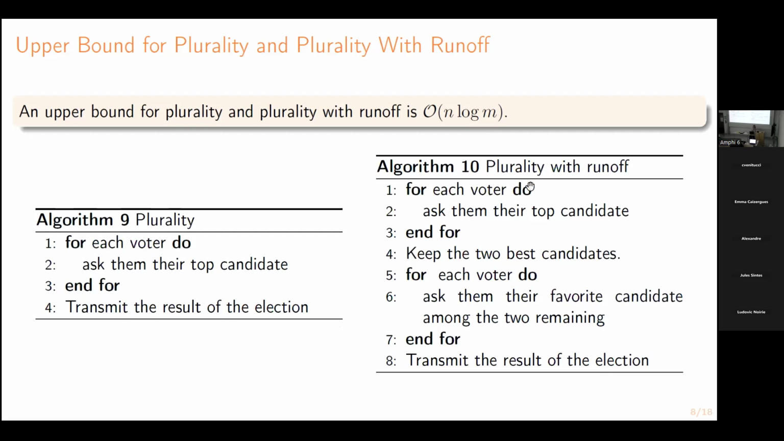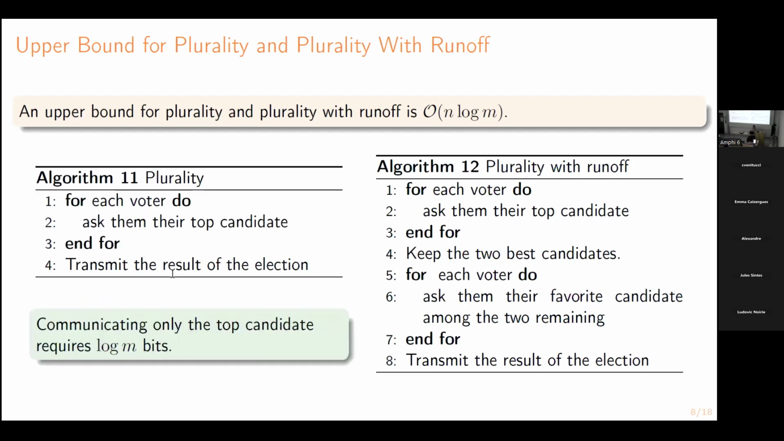And for plurality with runoff, it's the same thing, but you do it twice. First you ask the people their top candidate, then you keep the two best candidates, and then you ask them their favorite candidate among the two remaining, and that's it. So it's enough to look at the communication complexity of one round, because this is just twice that. When you ask them their top candidate, it just requires log m bits, because they just need to give you the name of the top candidate. Because you do it n times, for the n voters, the total complexity of the algorithm is n log m.